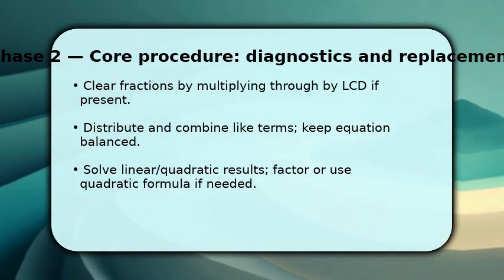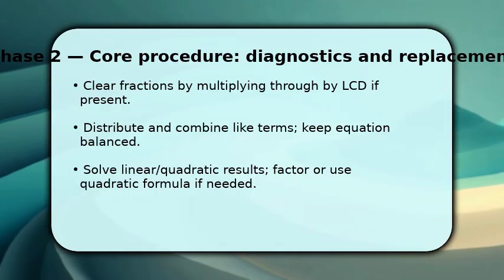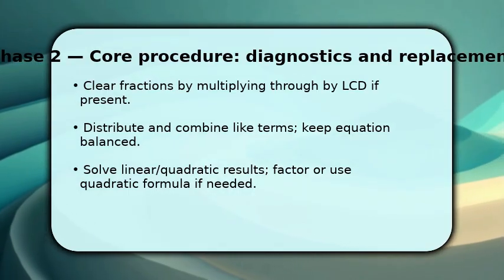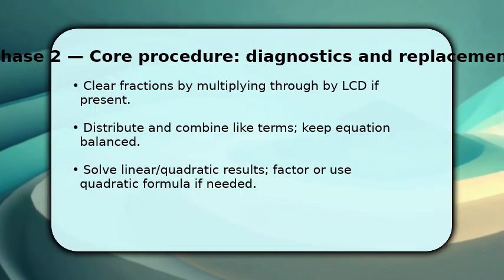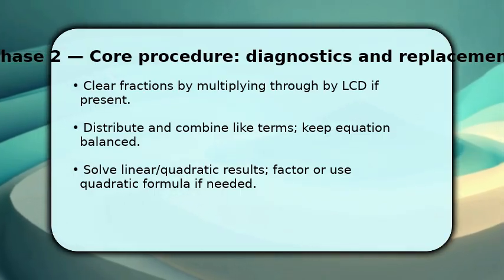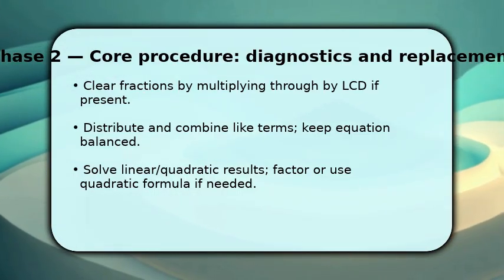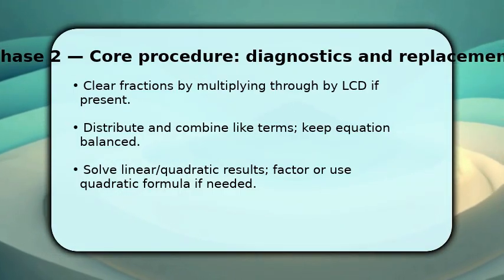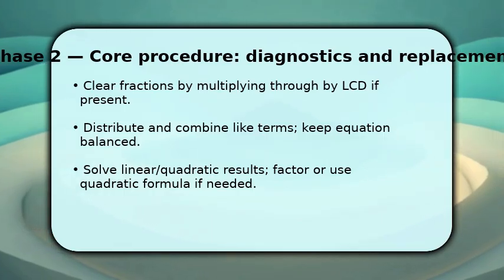Once cleared, distribute and combine like terms carefully so you do not drop signs. If you end up with linear form, just isolate the variable. If you get quadratic, factor when possible or use the quadratic formula. When solving, check each arithmetic step to avoid sign errors, because one mistake changes both intercepts.